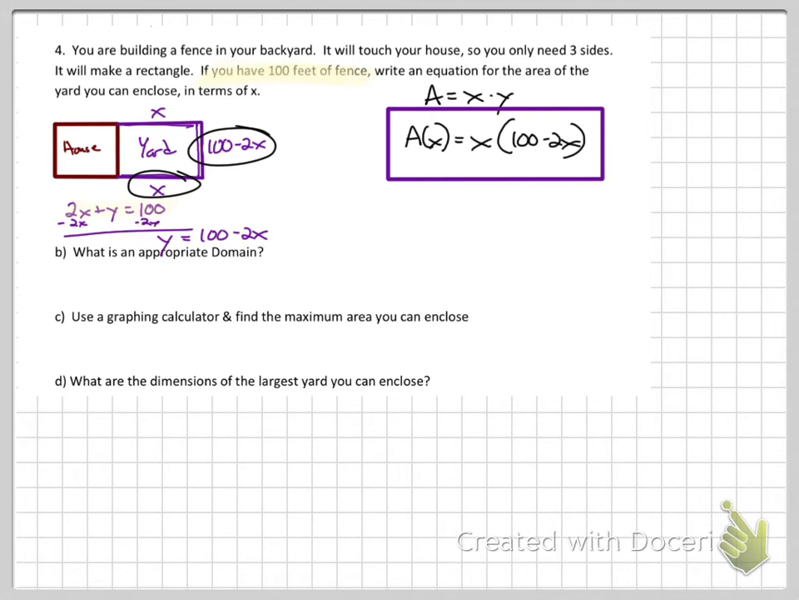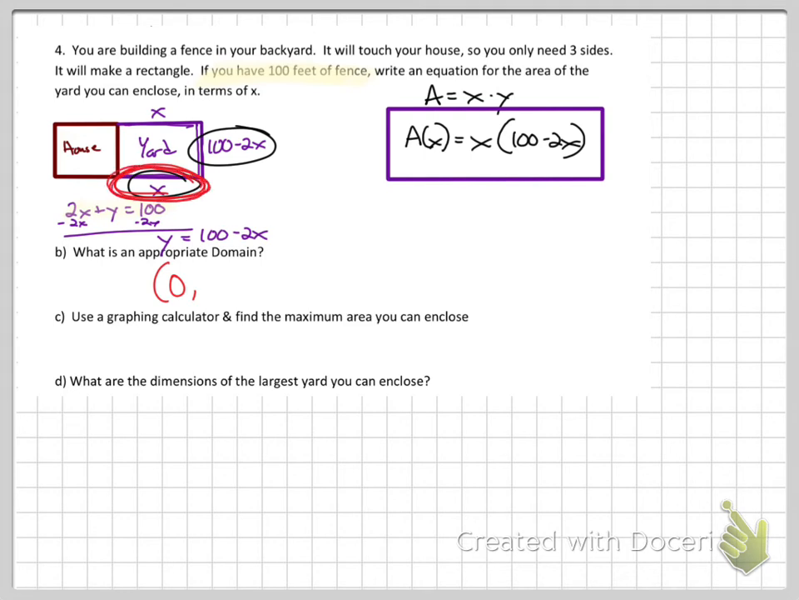Okay, then it says, what's an appropriate domain? So we need to think about context in this problem, right? So if x represents the length of the yard, so here's my x right here. In order to even have a backyard, what's the smallest x could be? Well, it can't be 0, but it could be really, really close to 0, right? You could have a tiny, tiny backyard. So the way we write really, really close to in math is by writing a parenthesis 0, right? Anything bigger than 0 would work, and that would make sure that I have a width to my yard.